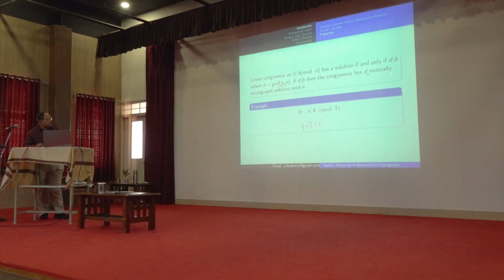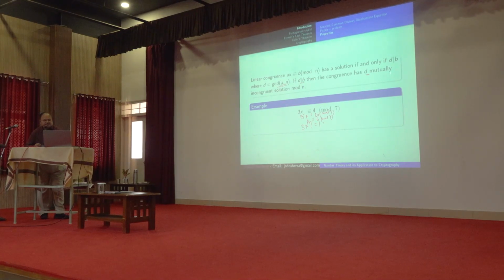So you get 15x congruent to 20 mod 7, multiplying both sides by 5. And then you will get x congruent to 20, which is congruent to what mod 7? 6 mod 7. So you get the solution as 6. This is how we can solve linear congruences easily.